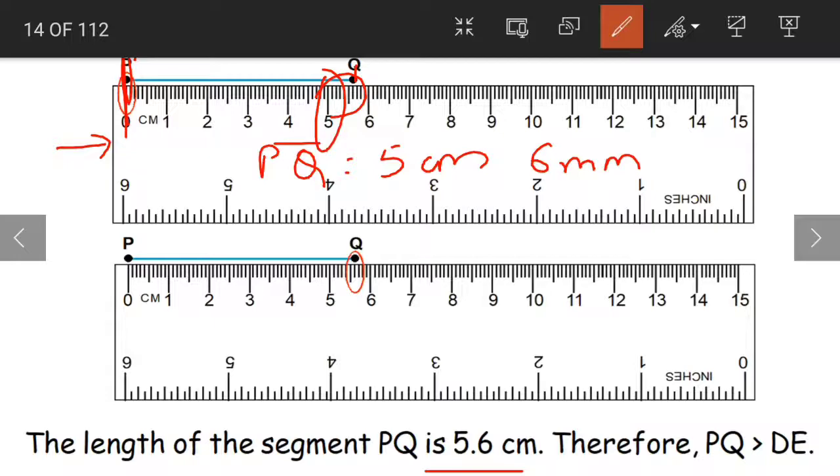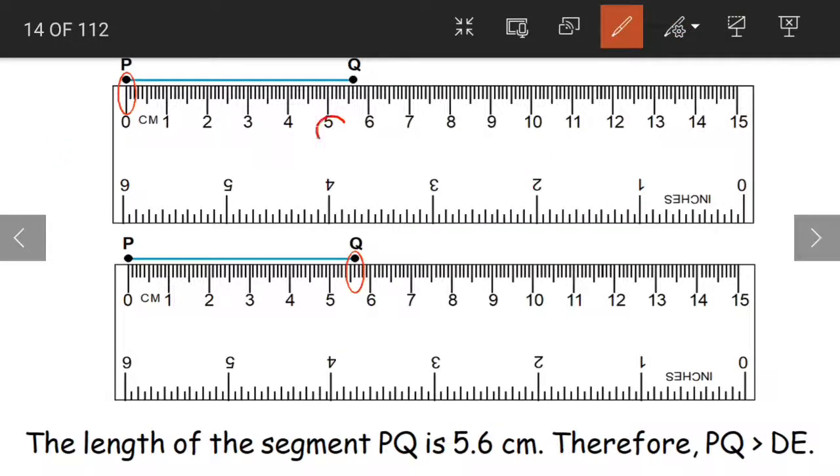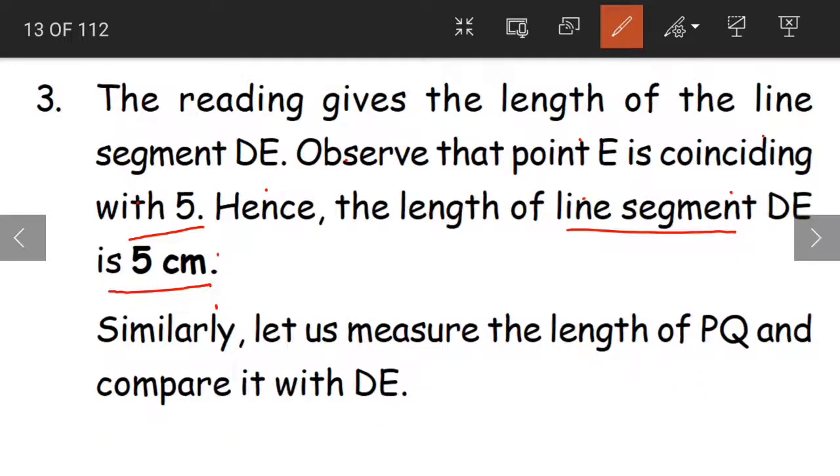Now how do we write it? We write it as 5.6 centimeters. Understood? We write the centimeter part, 5 point, then the number of lines that we have counted, there are 6 lines. So 5.6. Clear, children? Now the length of our line segment PQ will be equal to 5.6 centimeters.